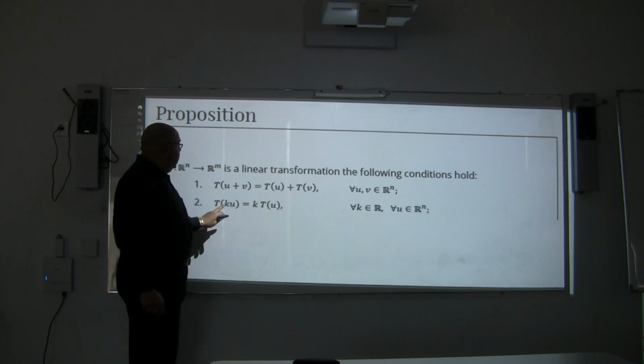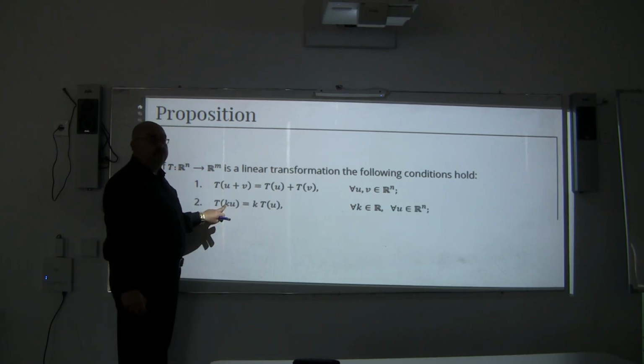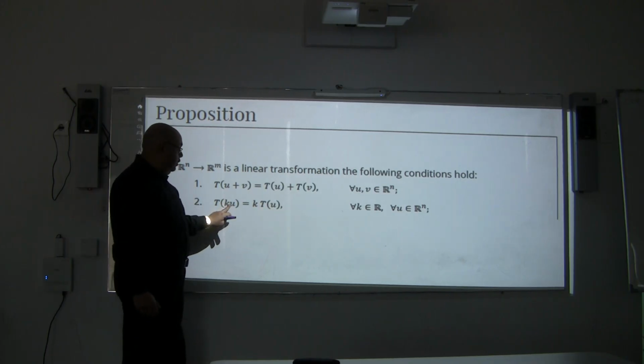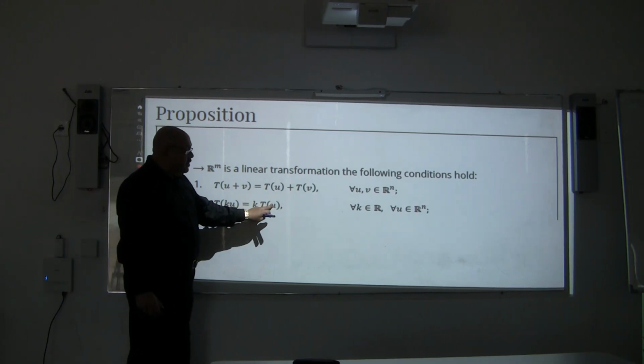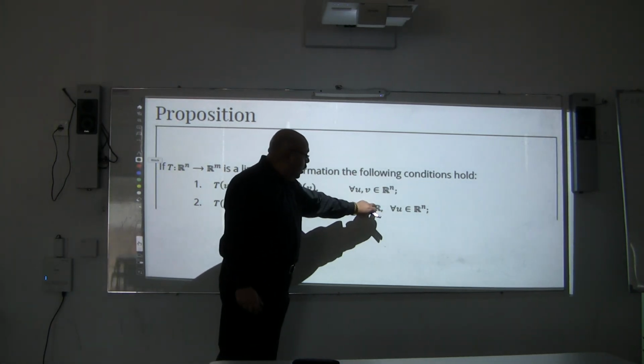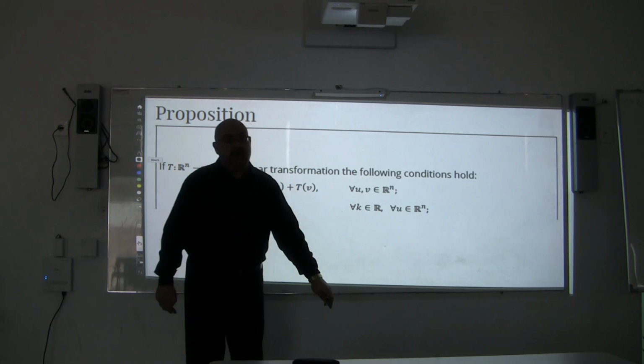Another thing: if I multiply some value k by a vector, it is exactly the same as the value k times the transform. Which means the transform of k times u is equal to k times the transform of u, considering k belongs to R, for every u belongs to Rn.